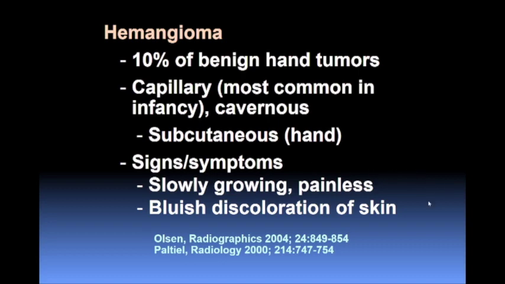Another fairly common tumor that we see is a hemangioma, and obviously these are benign. They account for about 10% of the hand tumors, and typically they're capillary, which is more common in infancy, or cavernous. And in the hand, they tend to be in the subcutaneous tissues, and these too are slowly growing and painless like a giant cell. But one feature that would help you differentiate is if you take a close look at the area of the tumor, you see a little bluish discoloration of the skin.